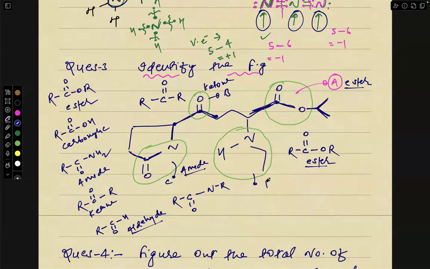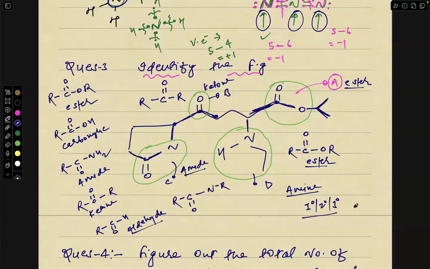Okay, what about this one? This D. Yeah, this is amine. This is amine because nitrogen is bonded through carbon. Okay, now let me know what is the nature of this amine. Is it primary, secondary, or tertiary?